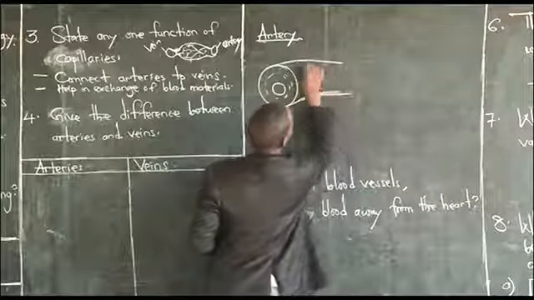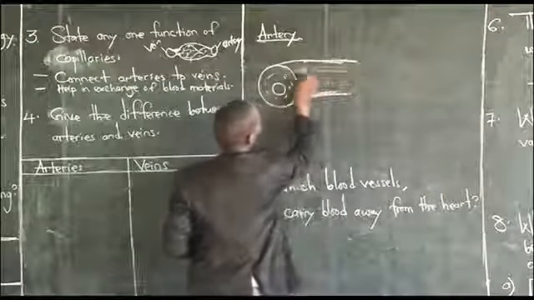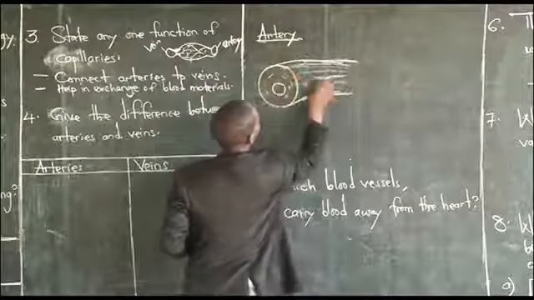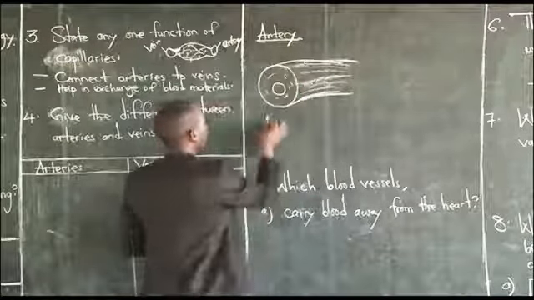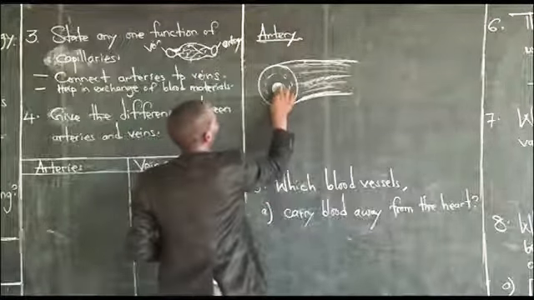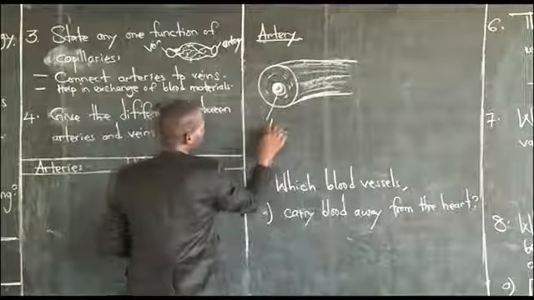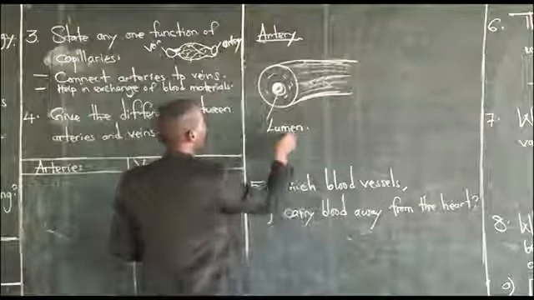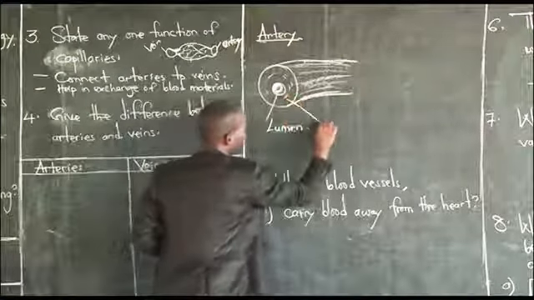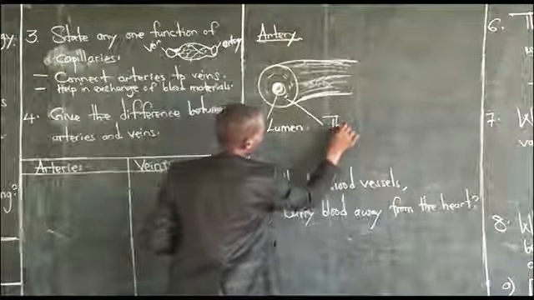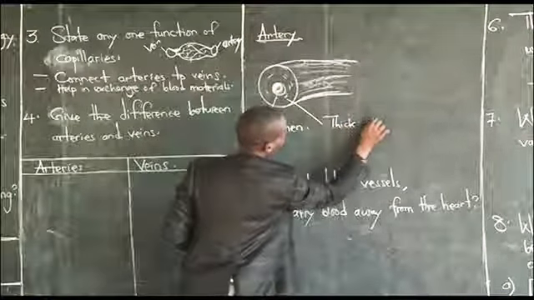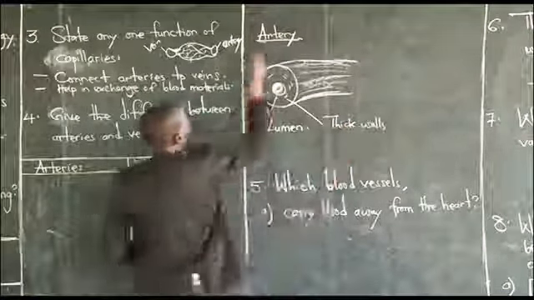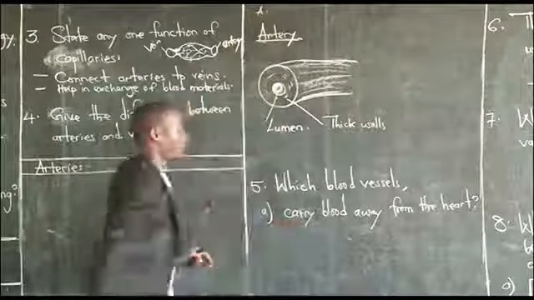If you draw an artery, this can show a flow of blood. So checking on this, you can say the inner part here is the lumen. And then look at the walls. They have thick walls. Okay, that is an artery.